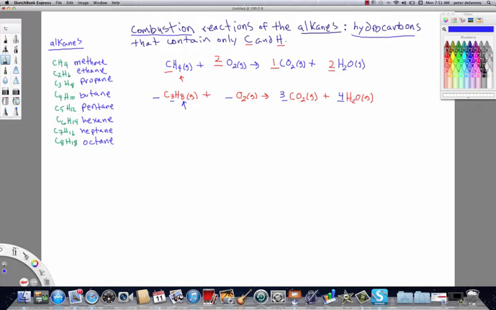So there's 2 H's in H2O. 2 times 4 is 8. And then lastly, we come back to the oxygen here. So you see on the right side of my arrow, there's a total of 6 O's from the CO2. And there's a total of 4 O's from the water. 6 and 4 is 10. So we're going to need a 5 here.